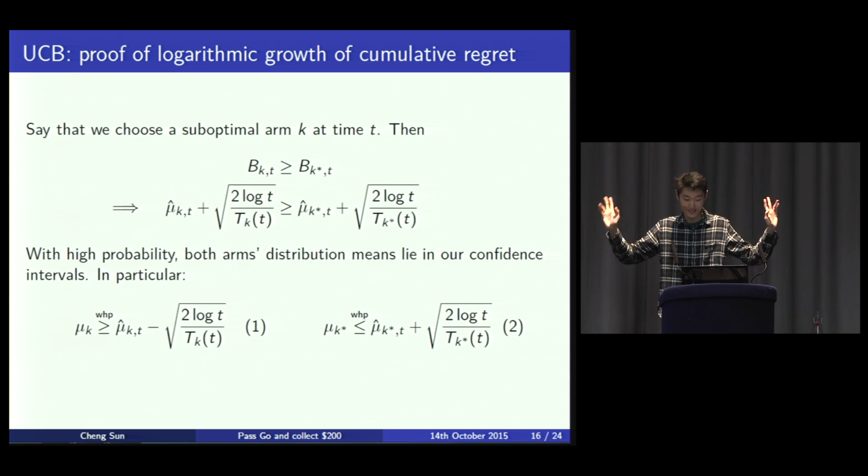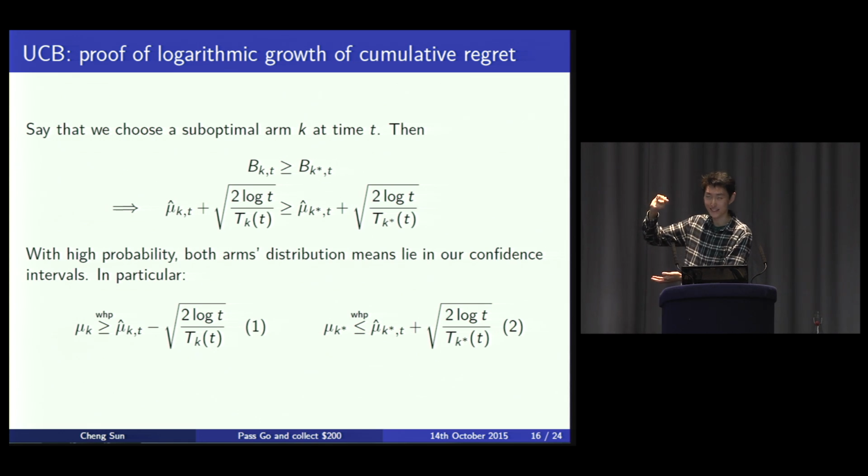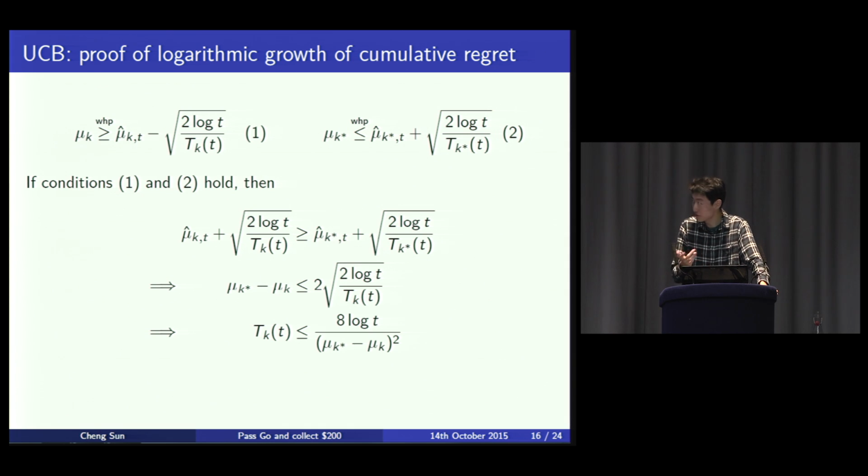Sorry, wrong way around. Let's go back. The true mean of the suboptimal arm is greater than the lower confidence bound, and the true mean of the optimal arm is lower than the upper confidence bound that we've constructed for it. So this happens with very high probability. And if those 2 really do hold, what we can do is a simple rearrangement of these 2, and then plugging it into this inequality to get a new inequality, which only involves the true means rather than the empirical means. And it's very easy to show this on paper, so I won't go through the details.